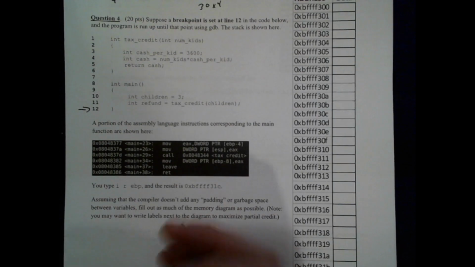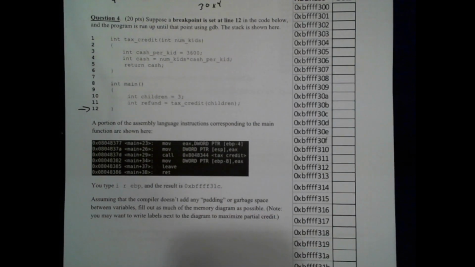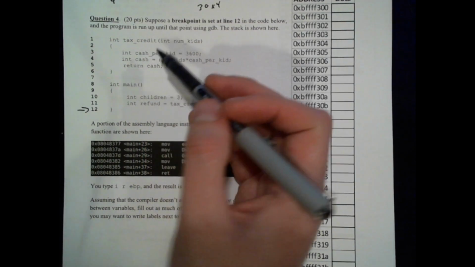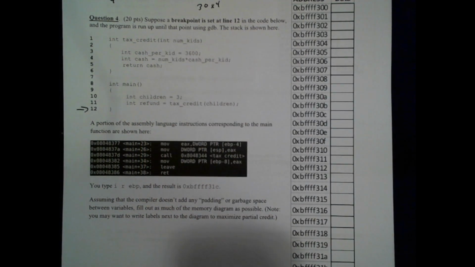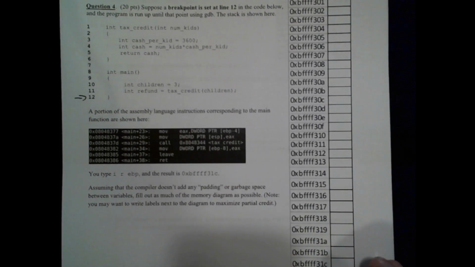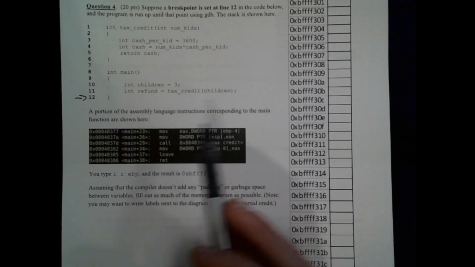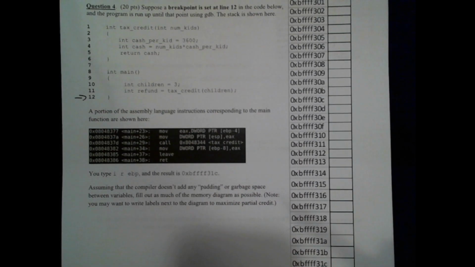We do have to keep in mind that, for one thing, we've run through this program, and the memory doesn't go away from the function call. It doesn't get erased whenever we leave that function call. And so whatever happened during the tax credit function, all of this stuff will still be there. And that includes the return address, prior EBP, all of that stuff would still be in memory. So it says a portion of the assembly language instructions corresponding to the main function are shown here. That'll be important for our return address that we need to find.